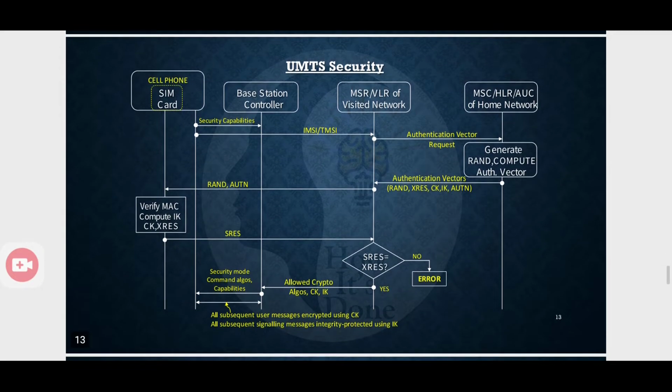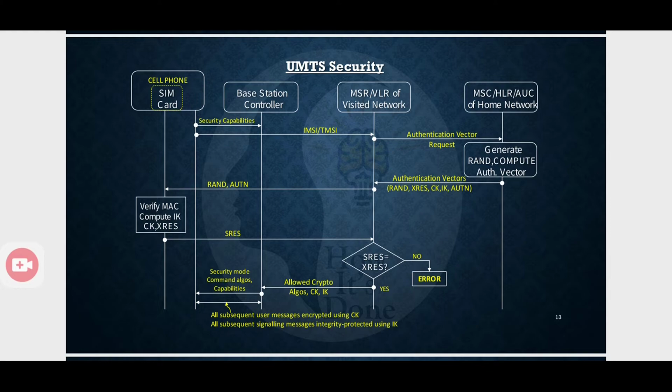And how is the UMTS security provided? By using this figure, you can explain the security that is associated with the UMTS. So you have a cell phone or a mobile agent, mobile equipment is there. Then there is a base station controller. Then MSC and VLR of the visited network. Then MSC, HLR, and authentication center of the home network. So all these are used for the security mechanism of UMTS.